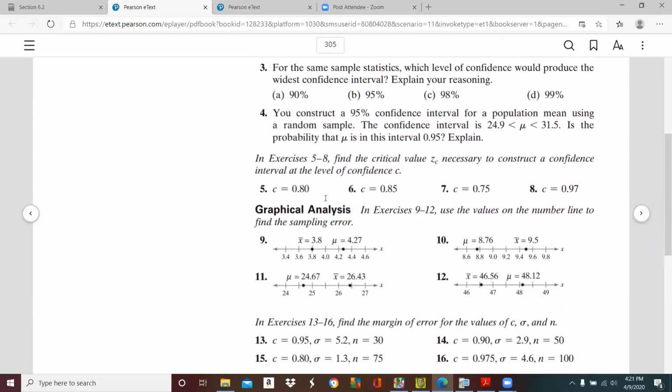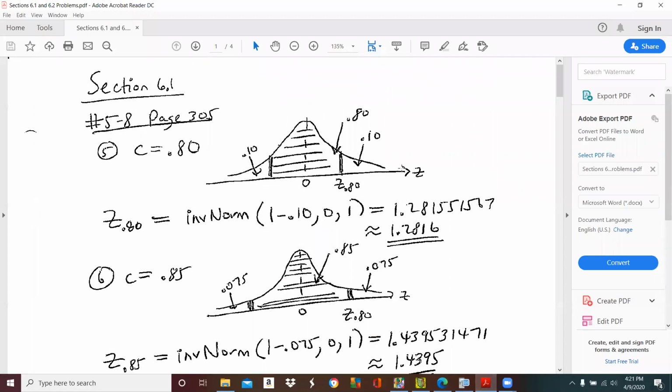All right, so what are they asking you to do here? Now, in this particular case, they're asking you to find the critical value Z. Remember, we used that in 6.1 when we know the population standard deviation, and we use the critical value Z to calculate our margin of error. So let's just practice with this. Number 5, suppose the level of confidence is 0.80. So what I'm going to do now is show you a handout for this.